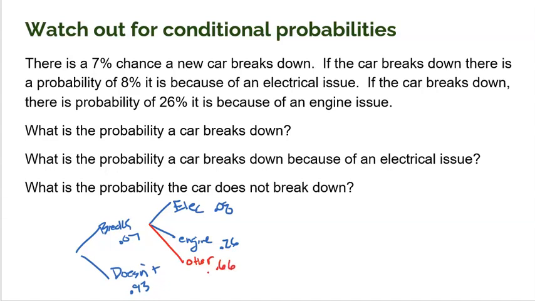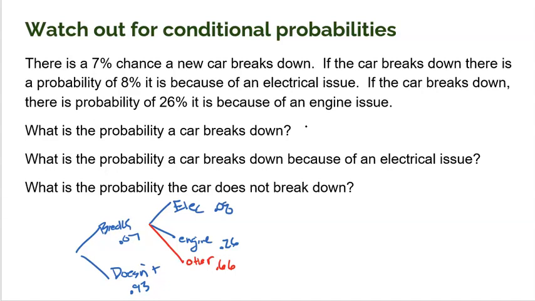So 8% chance it breaks down because of an electrical issue. If it breaks down, it's a 26% chance it's an engine issue. And if it breaks down, there's a 66% chance it's, who knows, something else. Okay. So what is the probability a car breaks down? Well, first off, you understand there's multiple ways a car could break down. It breaks down because of an electrical issue, or it breaks down because of an engine issue, or it breaks down for some other issue.